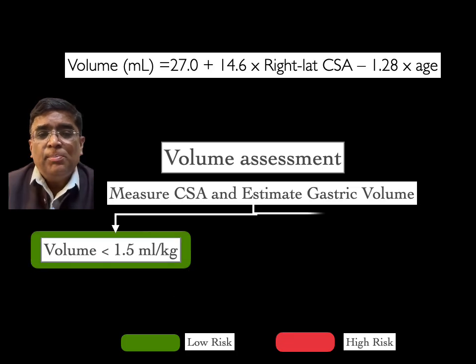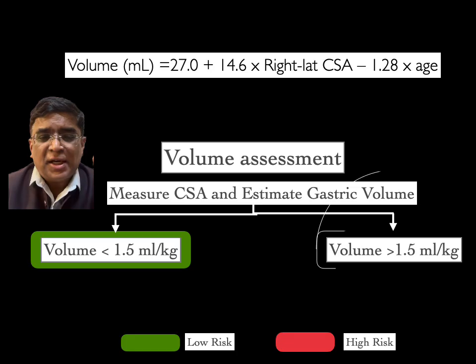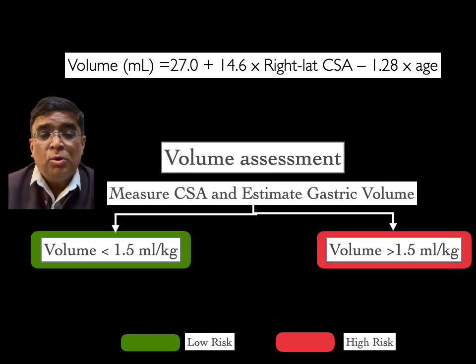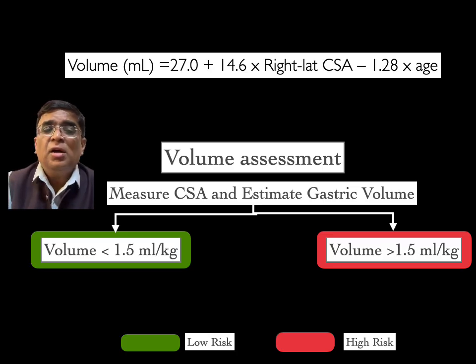Now, what is the importance of this volume? If the volume of the contents in the stomach is more than 1.5 ml per kg, it is generally considered as higher risk for aspiration. If the volume is less than 1.5 ml per kg, it probably is safe to proceed, but you may have to take precautions depending on what other comorbidities the patient has.